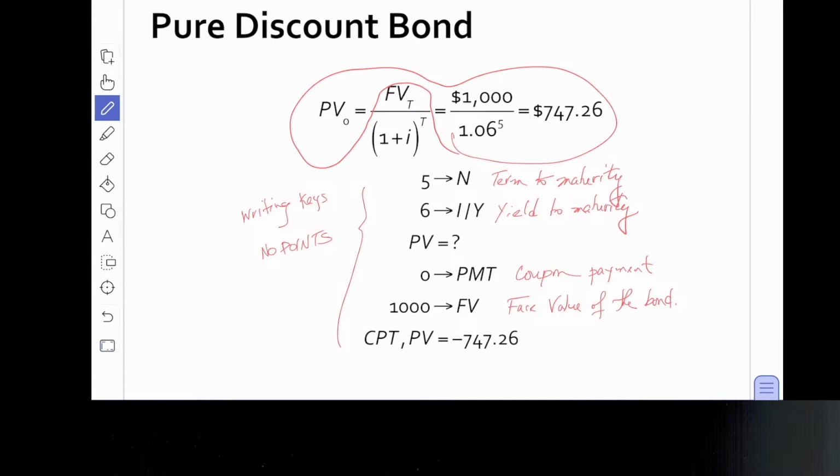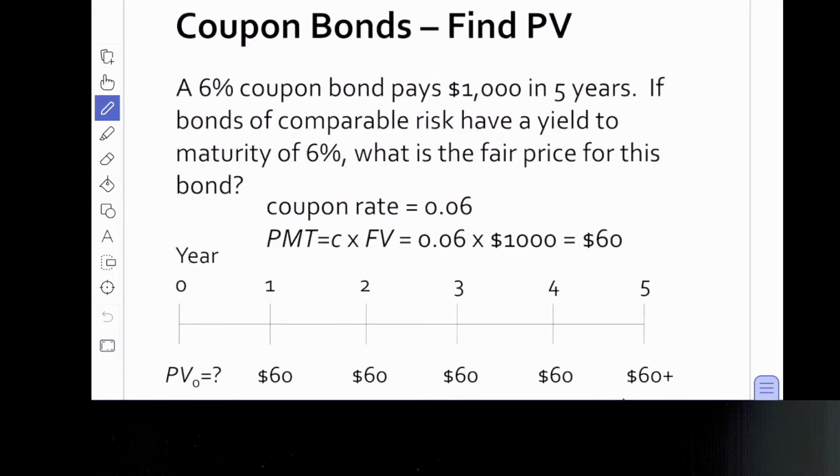All right, so here is an example of a coupon bond, and I want to find the price. So what's the present value of future cash flows to bondholders here? A 6% coupon bond pays $1,000 in 5 years. If bonds of comparable risk have a yield to maturity of 6%, what is the fair price for this bond? All right, so now we're qualifying what yield to maturity is a little. And I mention the coupon rate. Now, which one of these rates, well, I guess they're both the same number, but which one is the interest rate?